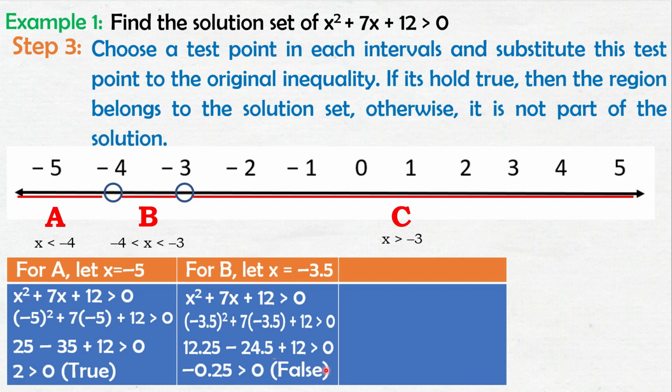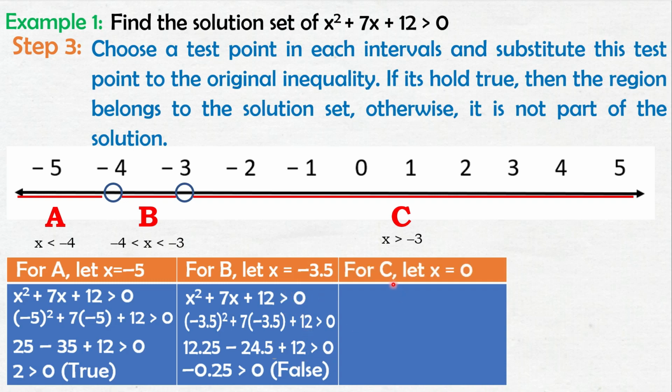And this is false. Kasi, mas maliit si negative kumpara kay 0, di ba? Kaso yung sinabi dito ay negative 0.25 is greater than 0, which is false. So, ibig sabihin yan, yung mga numbers under region B or interval B ay hindi kasali sa solution set natin since nag-false siya dito.